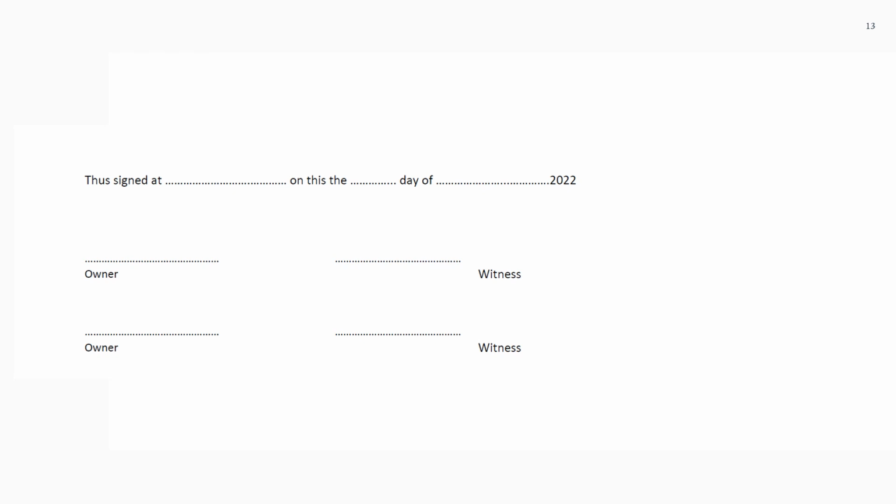The final part of the contract is to sign it. If you can specify where the contract was signed, the location, the time, and on which date it was signed. Each owner of the property will need to sign with a witness signing next to it. It may be the same witness for both or multiple of the owners.